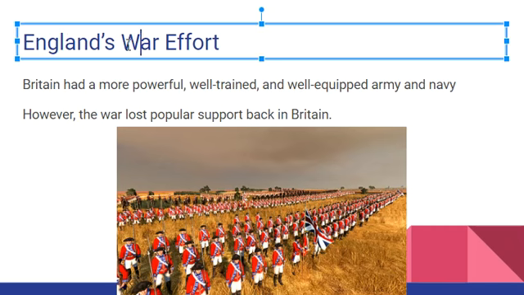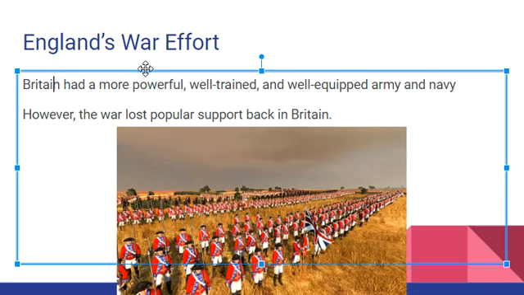England's war effort. What you have to know is Britain had a more powerful, well-trained, and well-equipped army and navy. More powerful means it's bigger, it had better weapons. Their army was trained. These people had been in the army for a very long time. And well-equipped, they had better armies, they had more boats, they had more cannons.